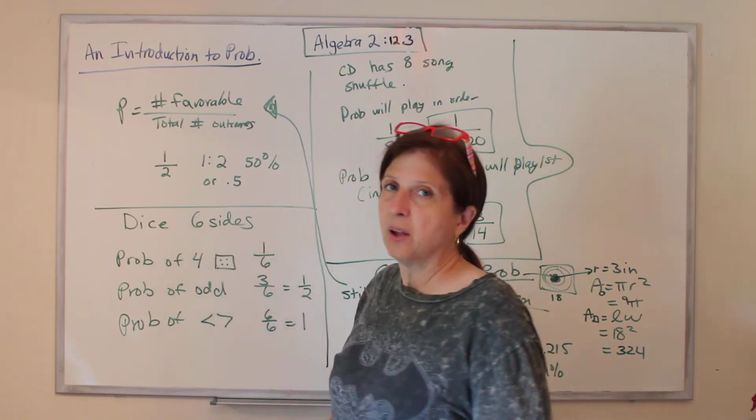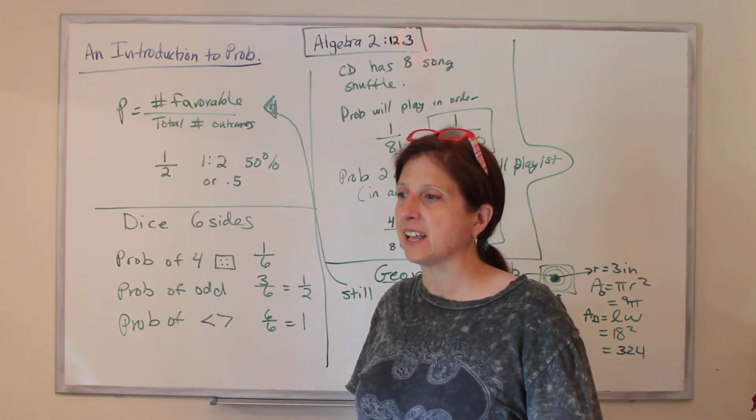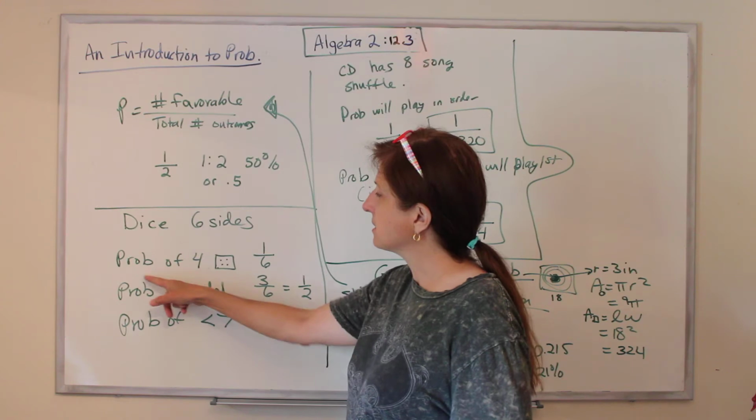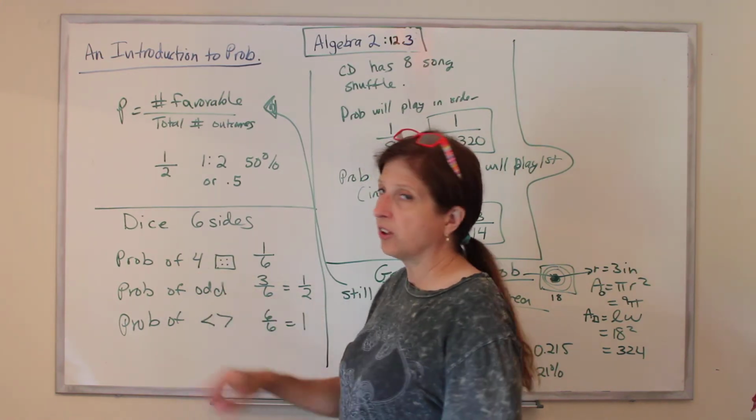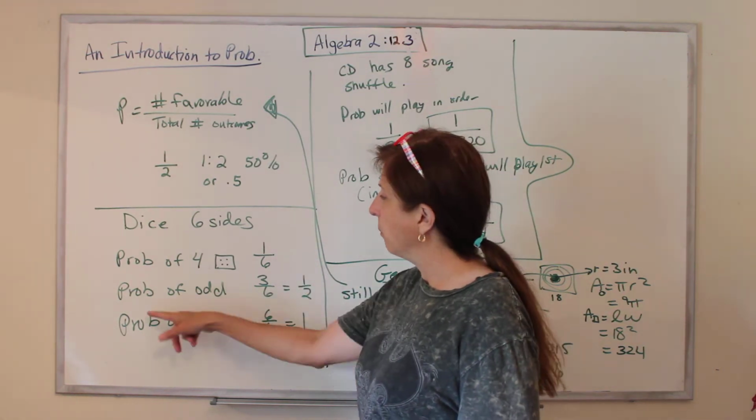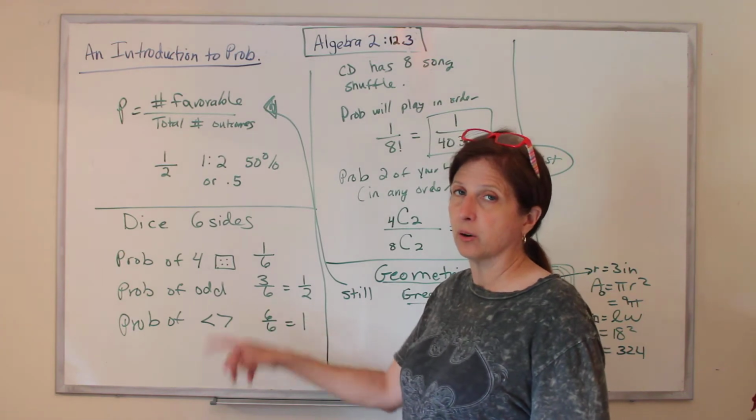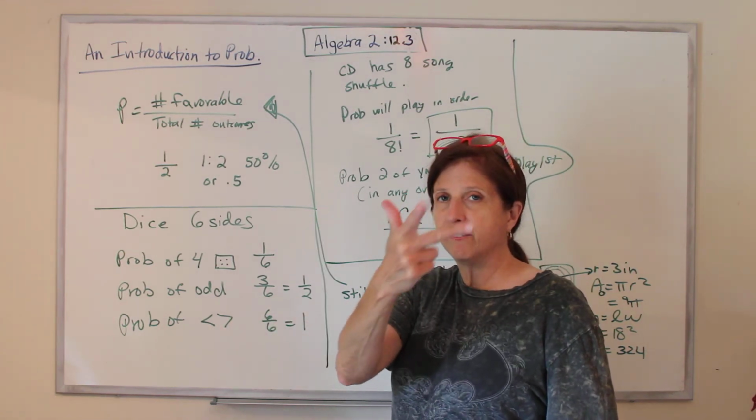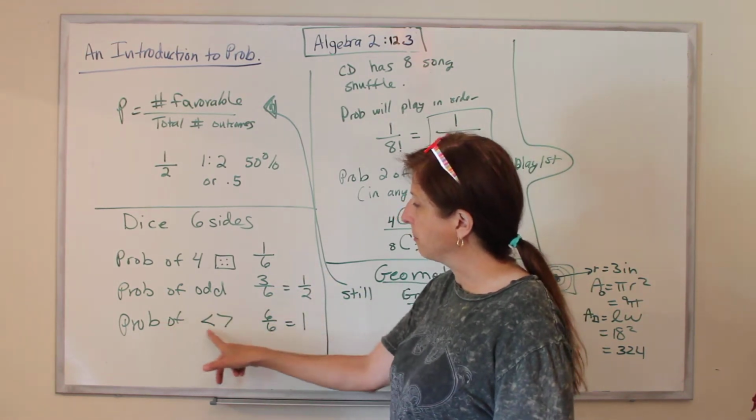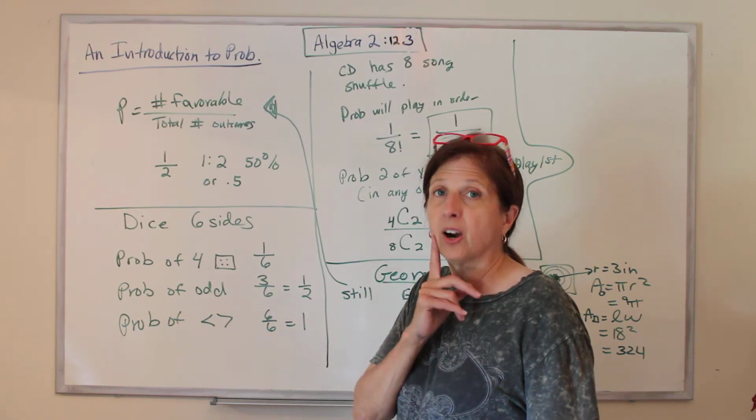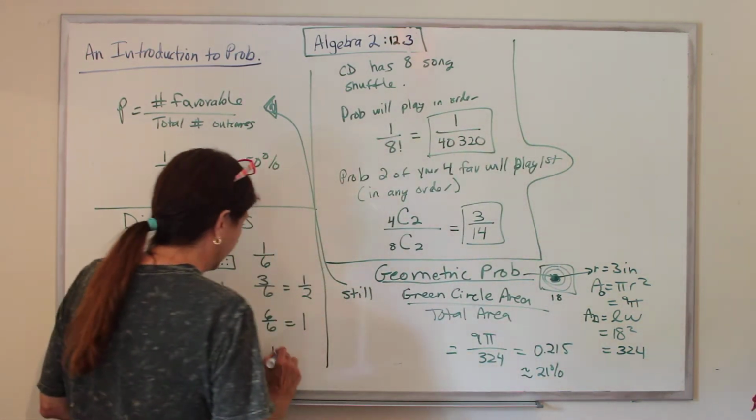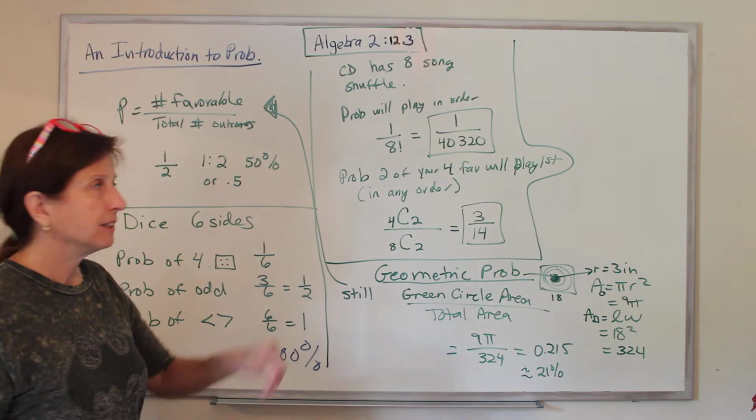So you have dice, but the book doesn't call it dice, they call it a gaming cube. A gaming cube has 6 sides. What is the probability of rolling a 4? There's only one side that is favorable out of 6, so it's 1/6. What's the probability of rolling an odd number? Well, you got 1, 3, 5. There's 3 of them out of 6, you reduce it to 1/2. What is the probability of it being less than 7? They're all less than 7, so it's 6 out of 6 or 1, or you can say it's 100%. It's a sure thing. Okay?